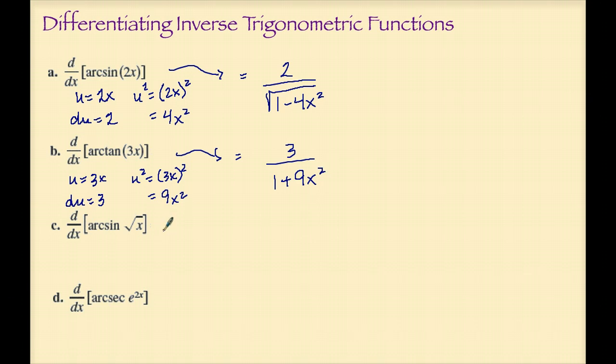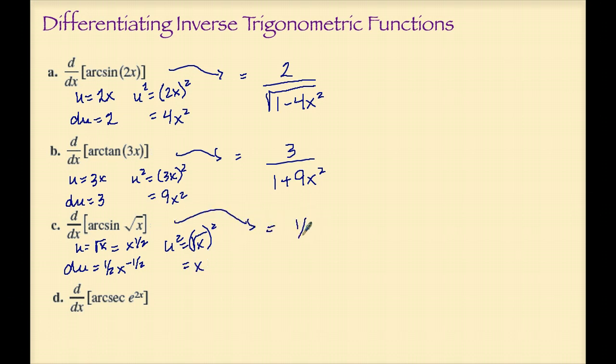For our next example, u is the square root of x, which can be written as x to the 1/2. Therefore, du is 1/2 x to the negative 1/2. And u squared will be the square root of x quantity squared, which is x. So our derivative is going to be du, which is 1/2 x to the negative 1/2, over the square root of 1 minus u squared, which is x in this case.